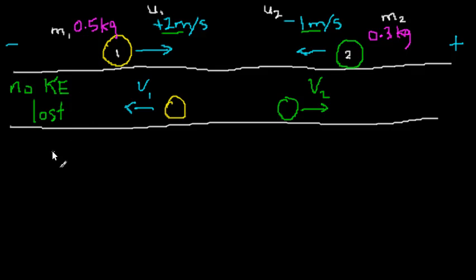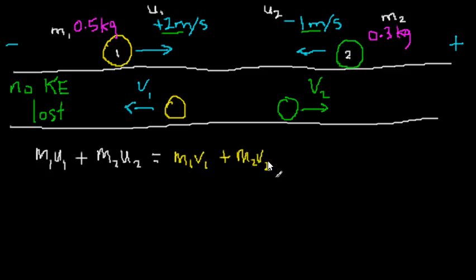So the equations that we need, first one, let me write that down, is the momentum conservation equation. M1 U1, the momentum of ball 1, plus M2 U2, momentum of ball 2, is equal to, after colliding, momentum of ball 1, M1 V1, plus momentum of ball 2, M2 V2. So this is one equation.